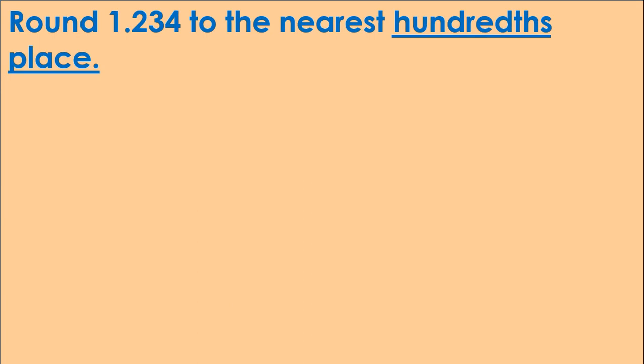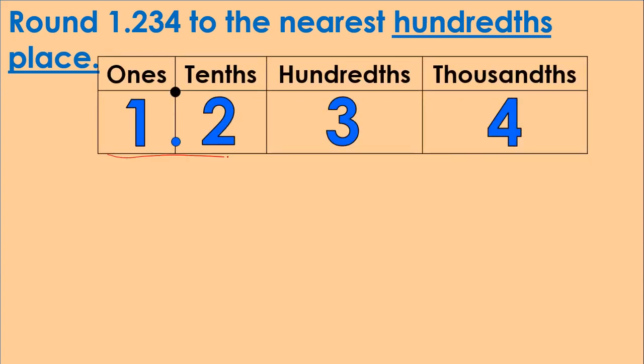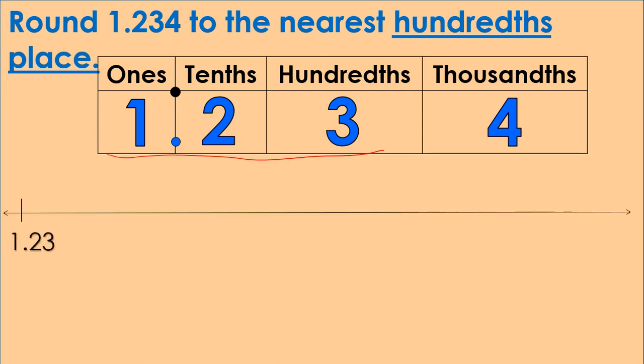Finally, we're going to round 1 and 234/1000ths to the nearest hundredths place. Let's start by inserting these into our place value chart. We can see that there's 1 and 23/100ths or 123/100ths in this number. So we're going to start our number line at 1 and 23/100ths. One more hundredth than 1 and 23/100ths is 1 and 24/100ths. So we're going to have our number line end at 1 and 24/100ths.